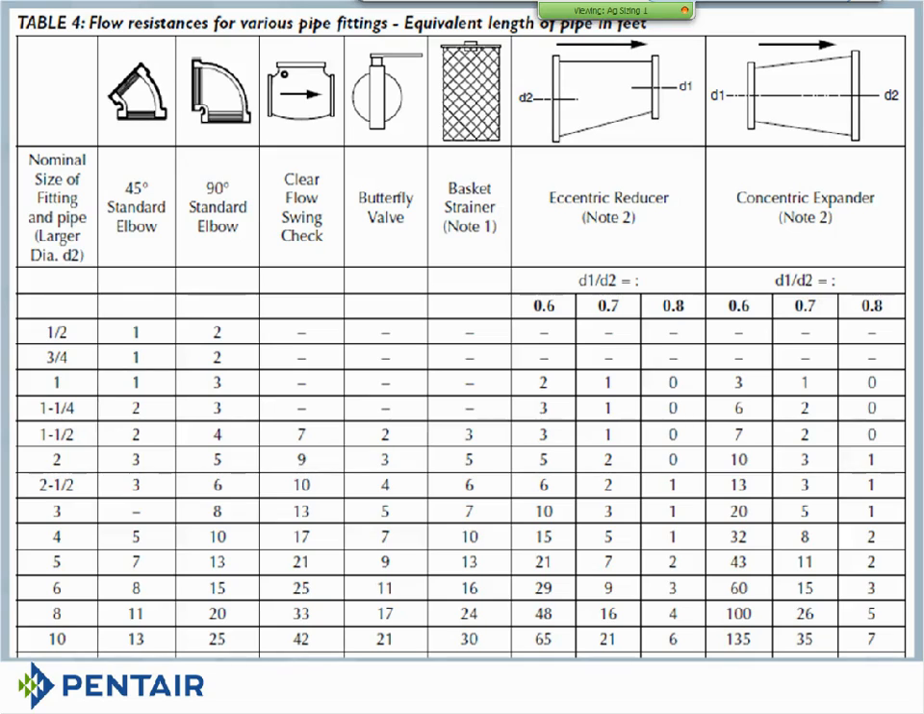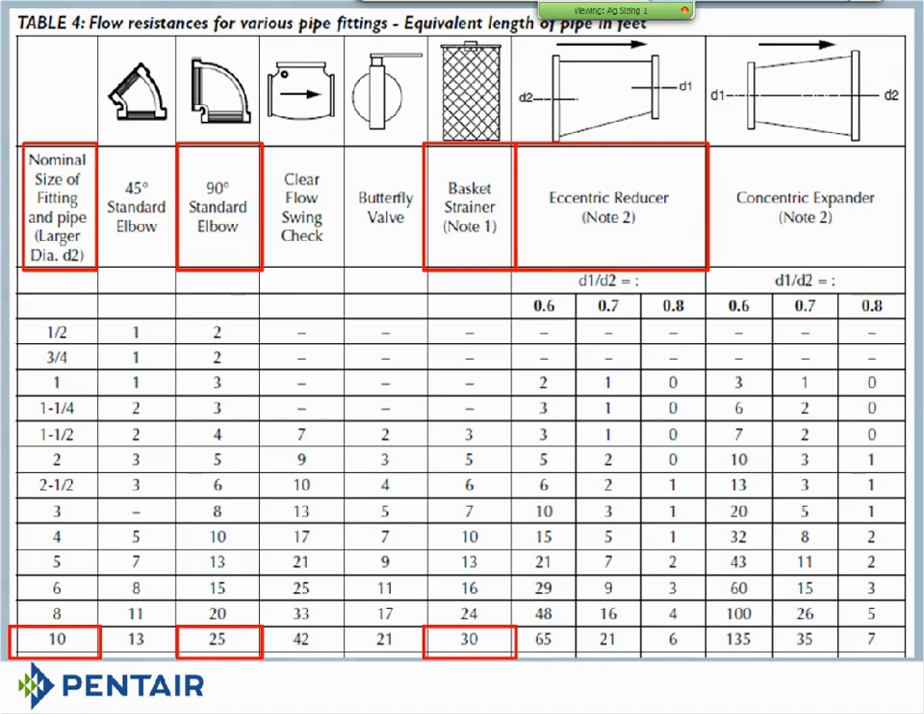So let's go to that page and take a look so you can see what we're doing here. All right. There's our basket strainer there. There's our nominal size pipe. So if we look at 10-inch pipe and that basket strainer, we see the basket strainer is worth 30 feet of straight 10-inch pipe. All right. If we look at that 90-degree elbow and the 10-inch pipe, it's equal to 25 feet of straight 10-inch pipe.